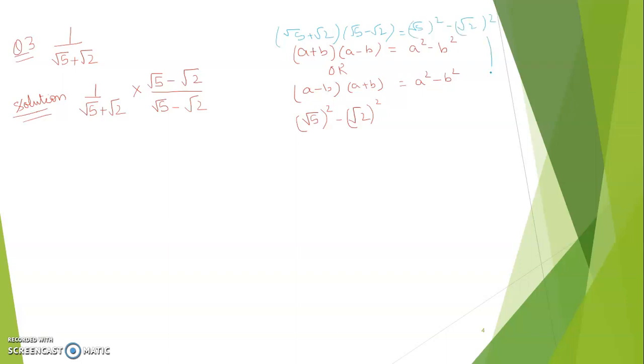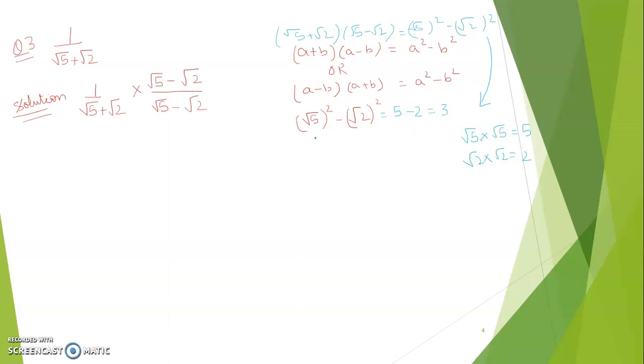So same thing I'm solving here. Root 5 minus root 2 whole square. So what is root 5 whole square? Root 5 multiplied 2 times. Root 5 into root 5 will give me 5. Root 2 whole square means 2 times root 2. Root 2 into root 2 is equal to 2. Right? So this is equal to 5 minus 2, which is equal to 3.